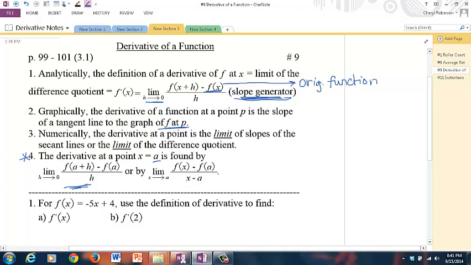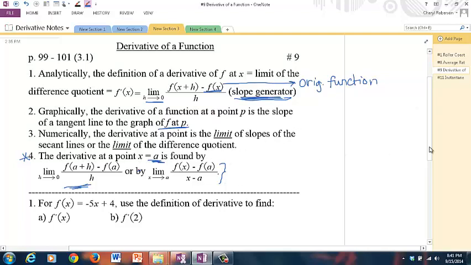So our limit definition of a derivative, here's the first definition that we looked at. Now this number 4, the only difference between the first part of number 4 and what we have been looking at is that we've replaced x with a known value. And then this part over here, the limit as x approaches a of f of x minus f of a over x minus a, again is just another way to state the derivative at a point x equals a.